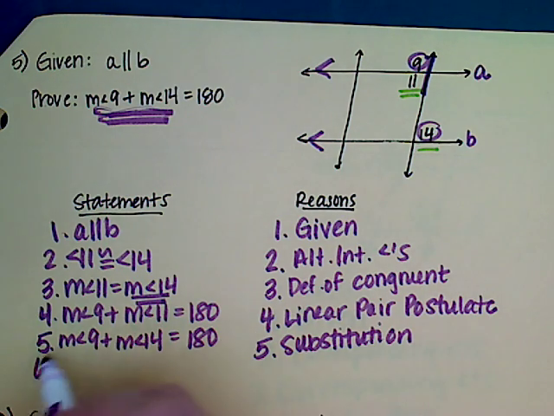And actually, I just realized that is the last step to our proof. We don't have to say they're supplementary. We don't have to say anything else about them. We just had to prove that 9 plus 14 was 180, and now we are finished.